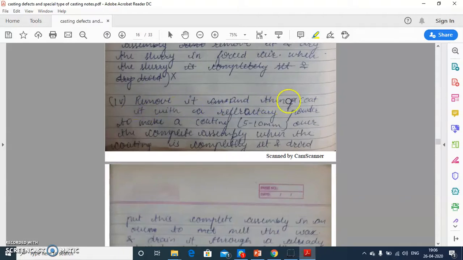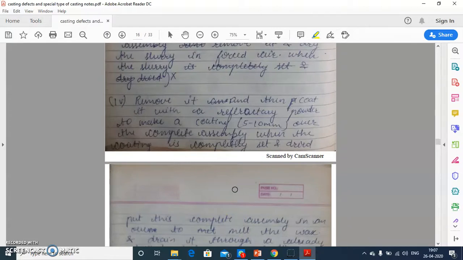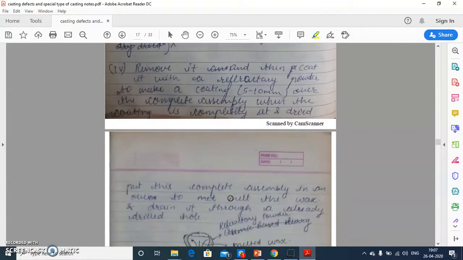Remove it and then coat it with refractory powder to make a coating of 5 to 10 mm over the complete assembly. When the coating is completed, set and dried, put this complete assembly in an oven to melt the wax pattern and drain it through the already drilled hole. Now we have to coat the refractory powder.